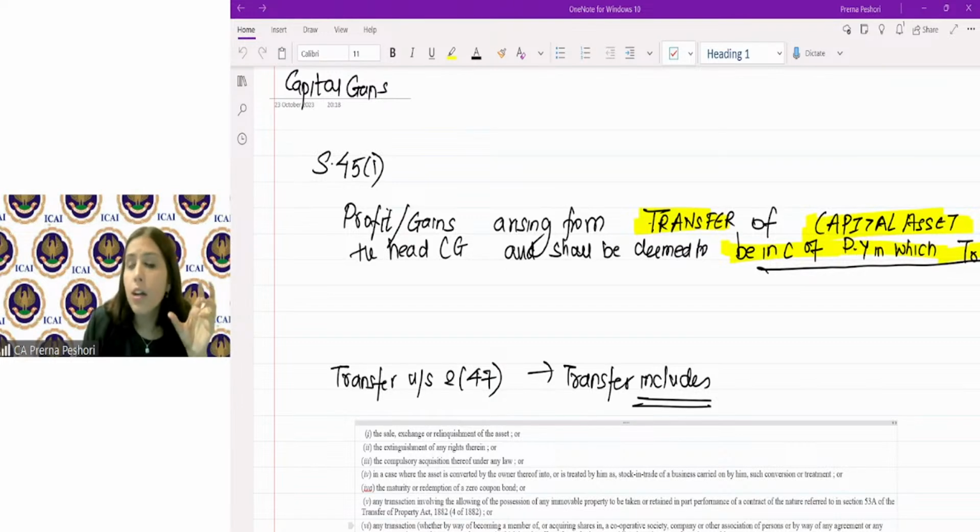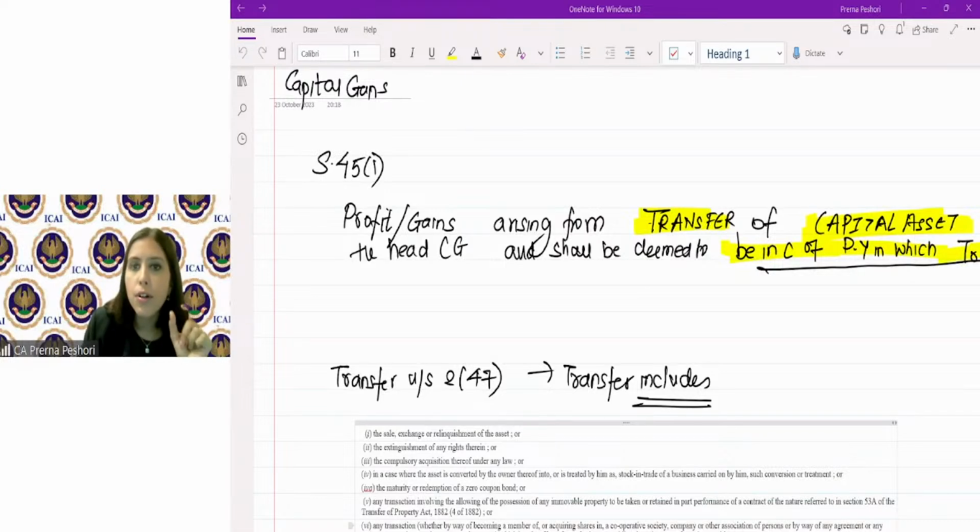Then we discussed the cost of acquisition. For cost of acquisition, you can take the indexed cost of acquisition and indexed cost of improvement as per the second proviso to section 48. In case of a non-resident, the first proviso to section 48 is applicable, which gives the foreign exchange fluctuation benefit that we are going to discuss in detail in the international tax class, right?